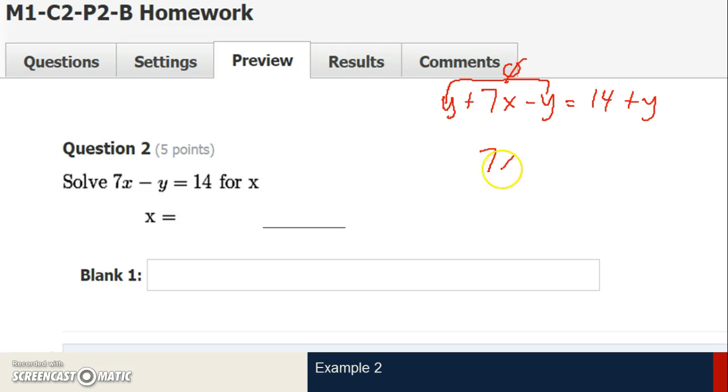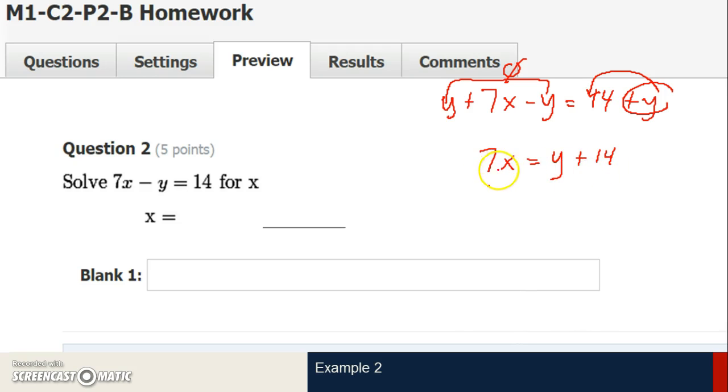On my left side, I have 7x equals 14 plus y. I'm actually going to commute this y in front of this 14 because in my answer box, it's going to ask me to put my answers in standard form, and variables always come before numbers or constants. Notice that I didn't change the sign of either of these terms. As long as I keep the sign with it, I can put them in whatever order I want. Now I've got 7x equals y plus 14.